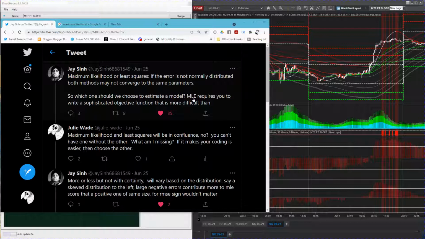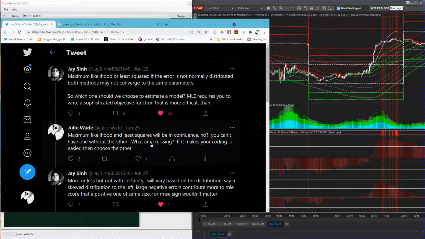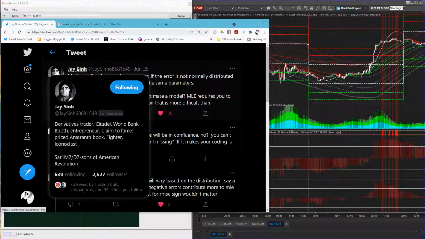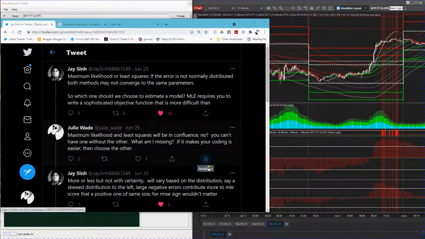The maximum likelihood equation requires you to write a sophisticated objective function that is more difficult than, and then he was going to carry on with his sentence when I interrupted him. And I just mentioned that they're probably going to be in confluence. So whatever's easiest to code, choose one or the other. And so we got into this conversation about it. I thought it was really interesting because it's the first time that I've talked to a Citadel trader. So I am improving in the world, right?